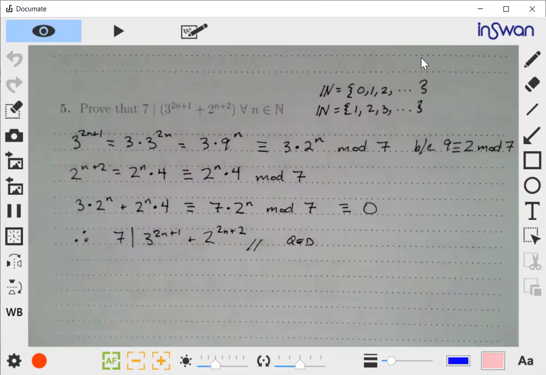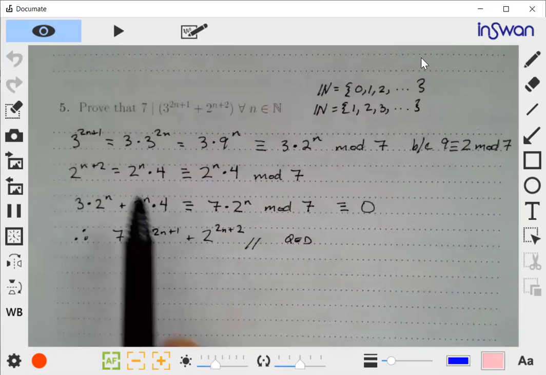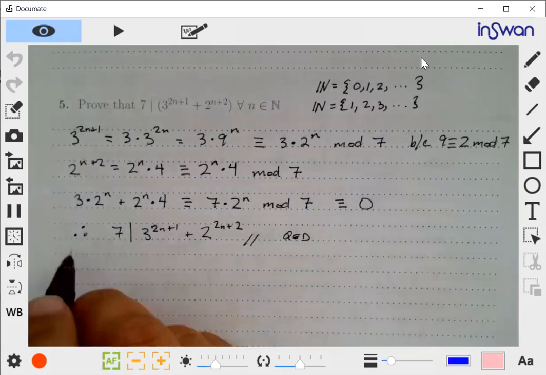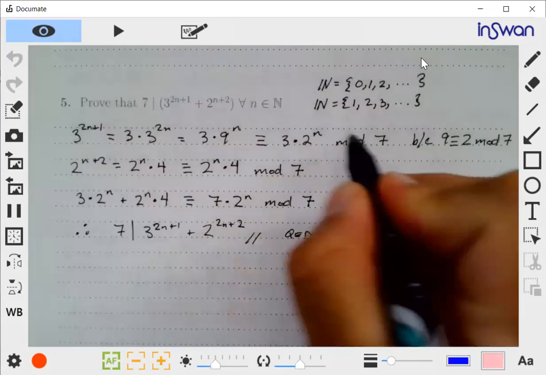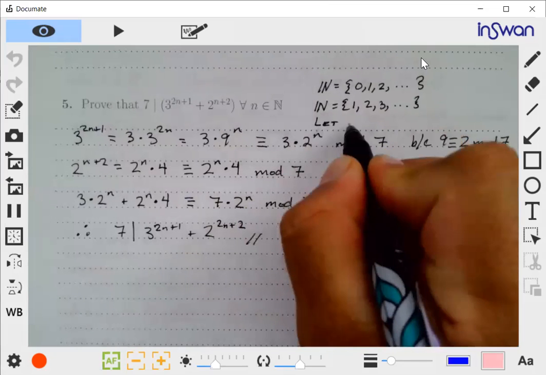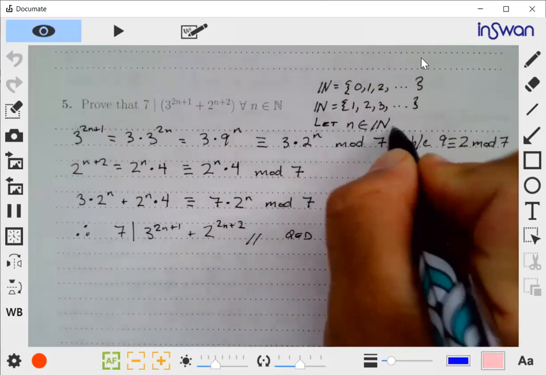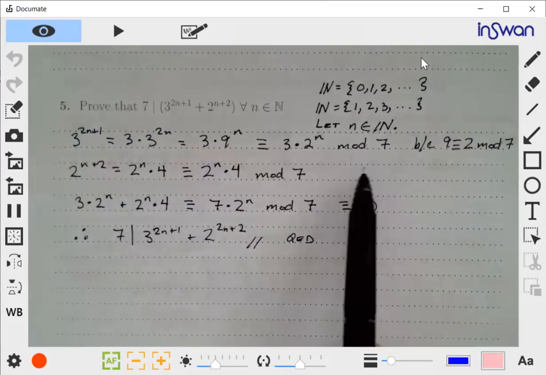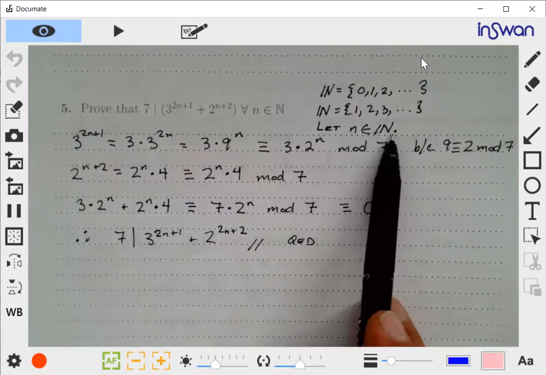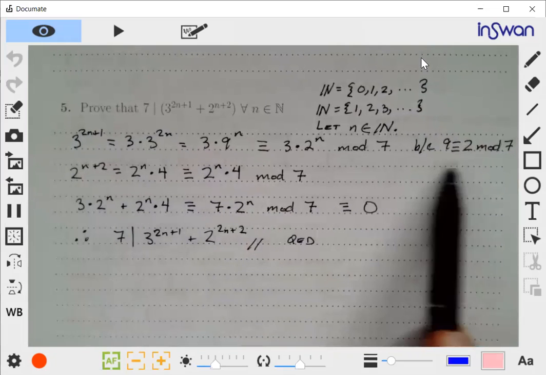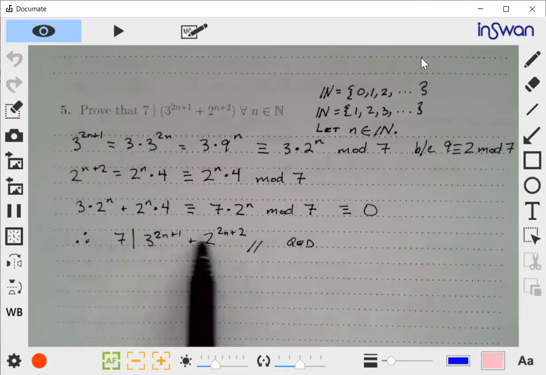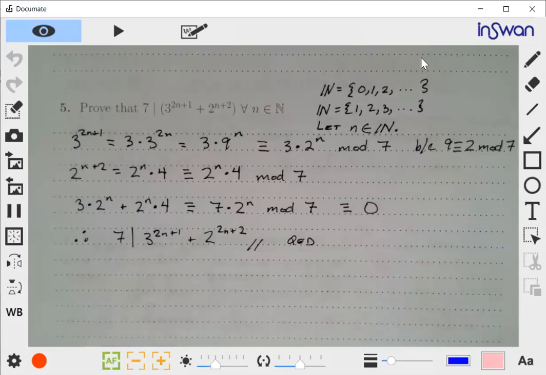Now, I will say that as a proof, one of the things that's missing is an important piece of information, and that would be that at the very beginning, to say, let n be a natural number. We're working with n, so we need to define n. So n is going to be a natural number. Then if we follow these steps, it necessarily follows that 7 does divide, based on our congruences.